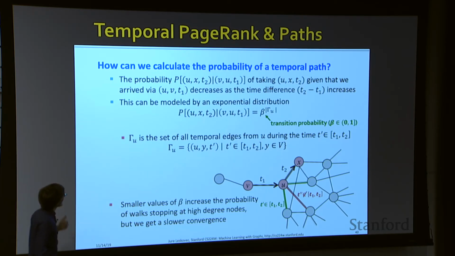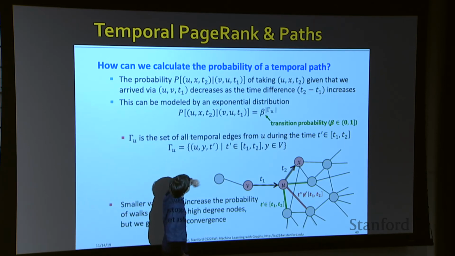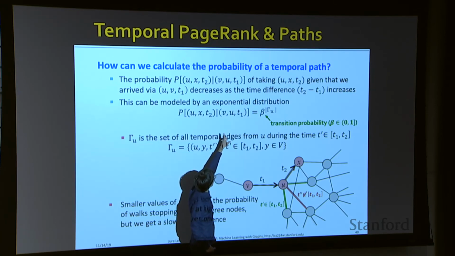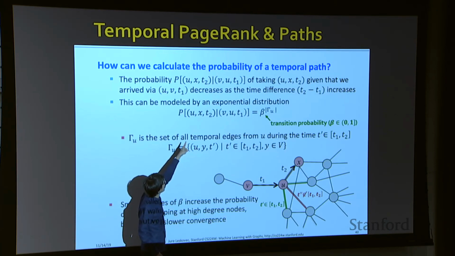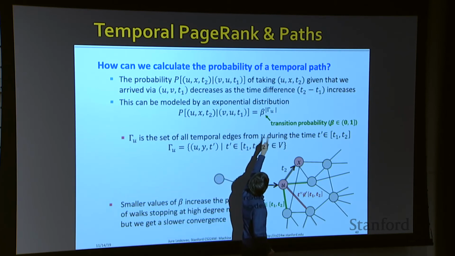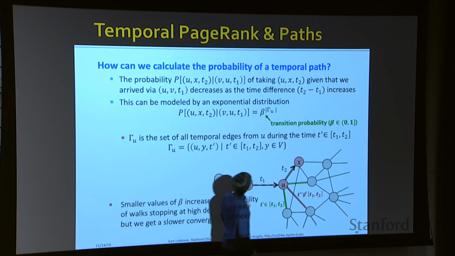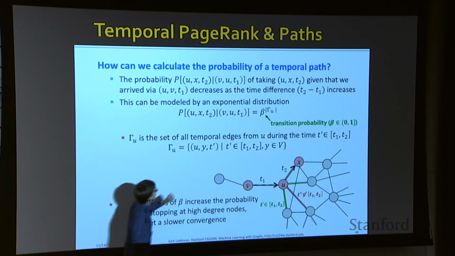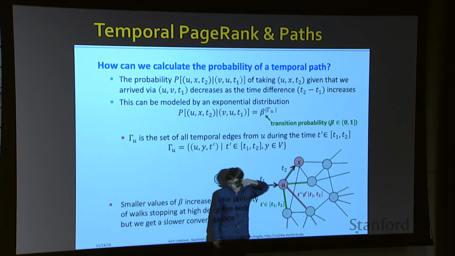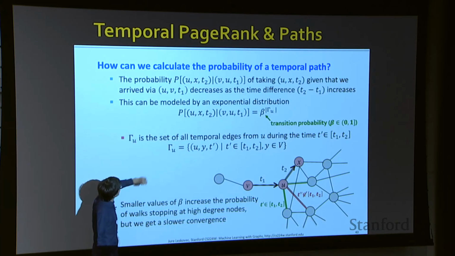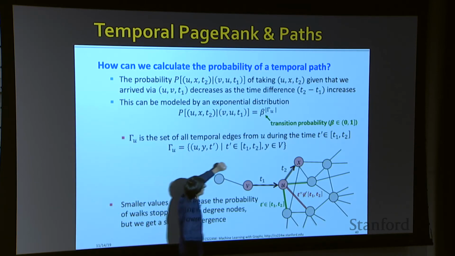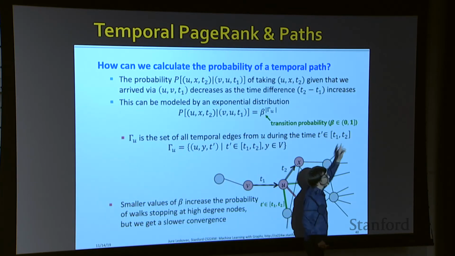So the way people model this is to say the transition probability, from when I arrive at u at t1, and now I want to go from u to x at time t2, should be beta raised to some power gamma, where beta will be between 0 and 1. So with increasing gamma, this will get smaller. And then how is the gamma defined? Gamma is defined as the set of all temporal edges from u during this interval t1 to t2.